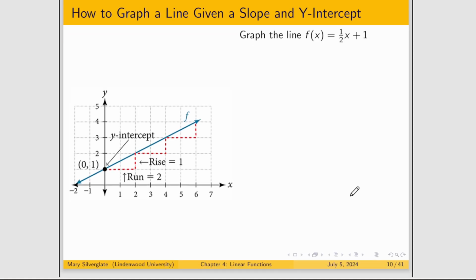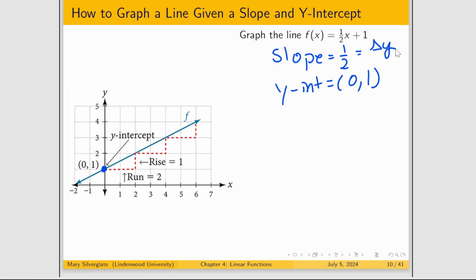And if you're given something already in slope-intercept form, the easiest way to graph it is just to start at your y-intercept and move according to your slope. So if I was given the line f of x is 1/2 x plus 1, then I would note that my slope is a half, and our y-intercept occurs at the point 0, 1. So that's exactly how we graph it. We start at 0, 1, and then our slope, remember, is change in y over change in x, this little triangle meaning change. So our output goes up 1, and then our input goes over 2.